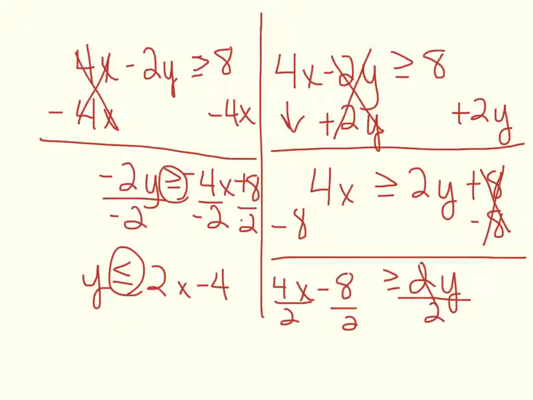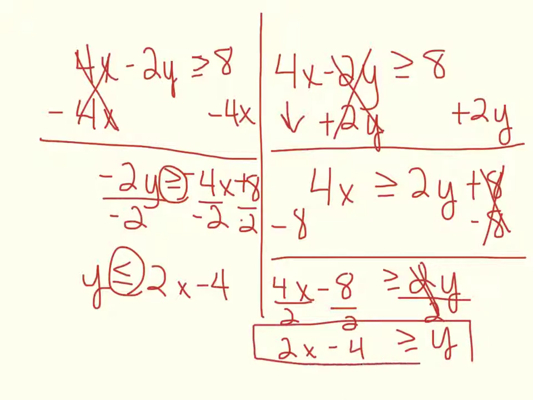And when I do that, on the right side of the inequality, I have y is less than or equal to positive 2x minus 4. Now, the y is on the right side of the inequality, but do you see that the point, or the less than side, is facing the y? Just like on the left side over here, when we flipped the sign, we had the same result.